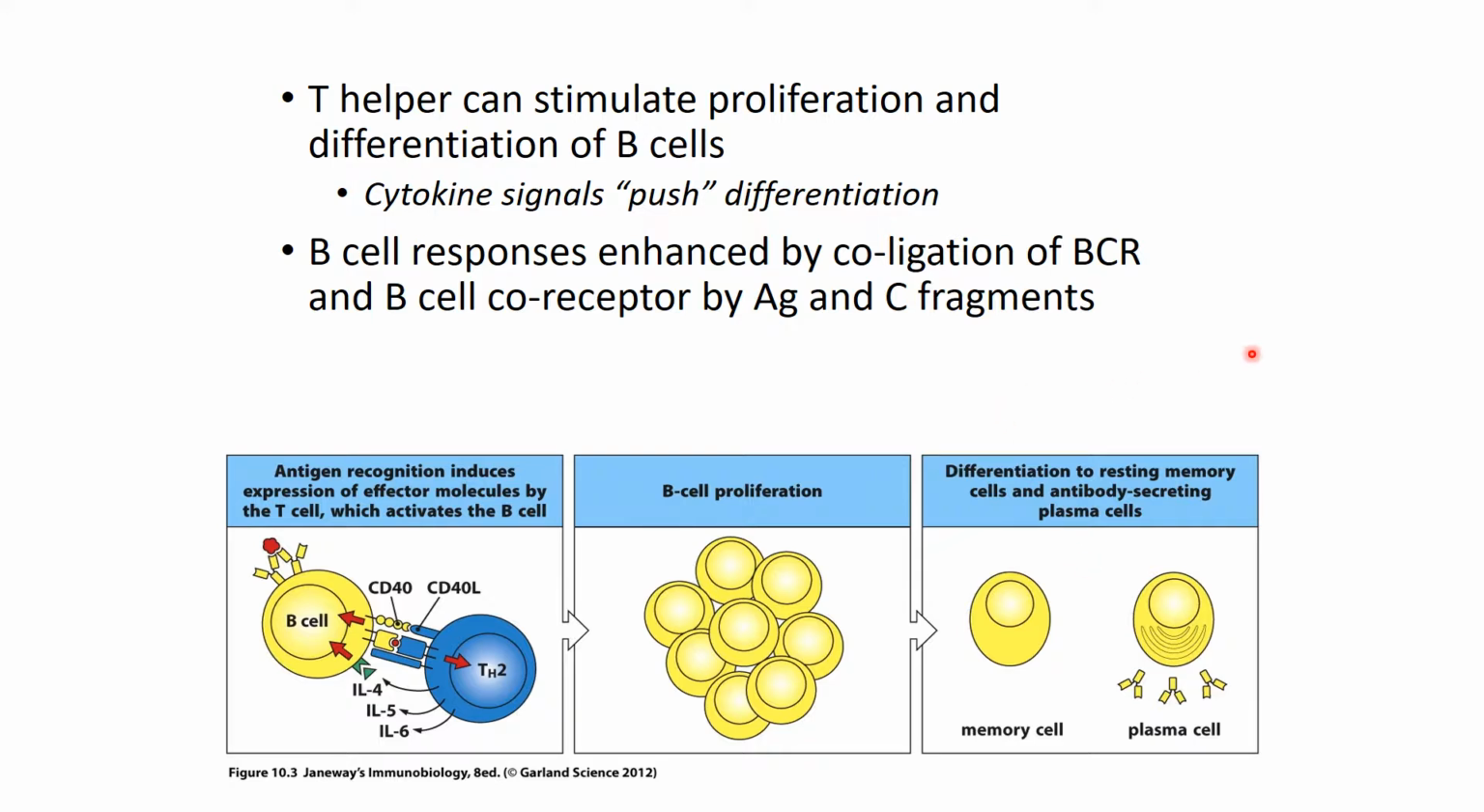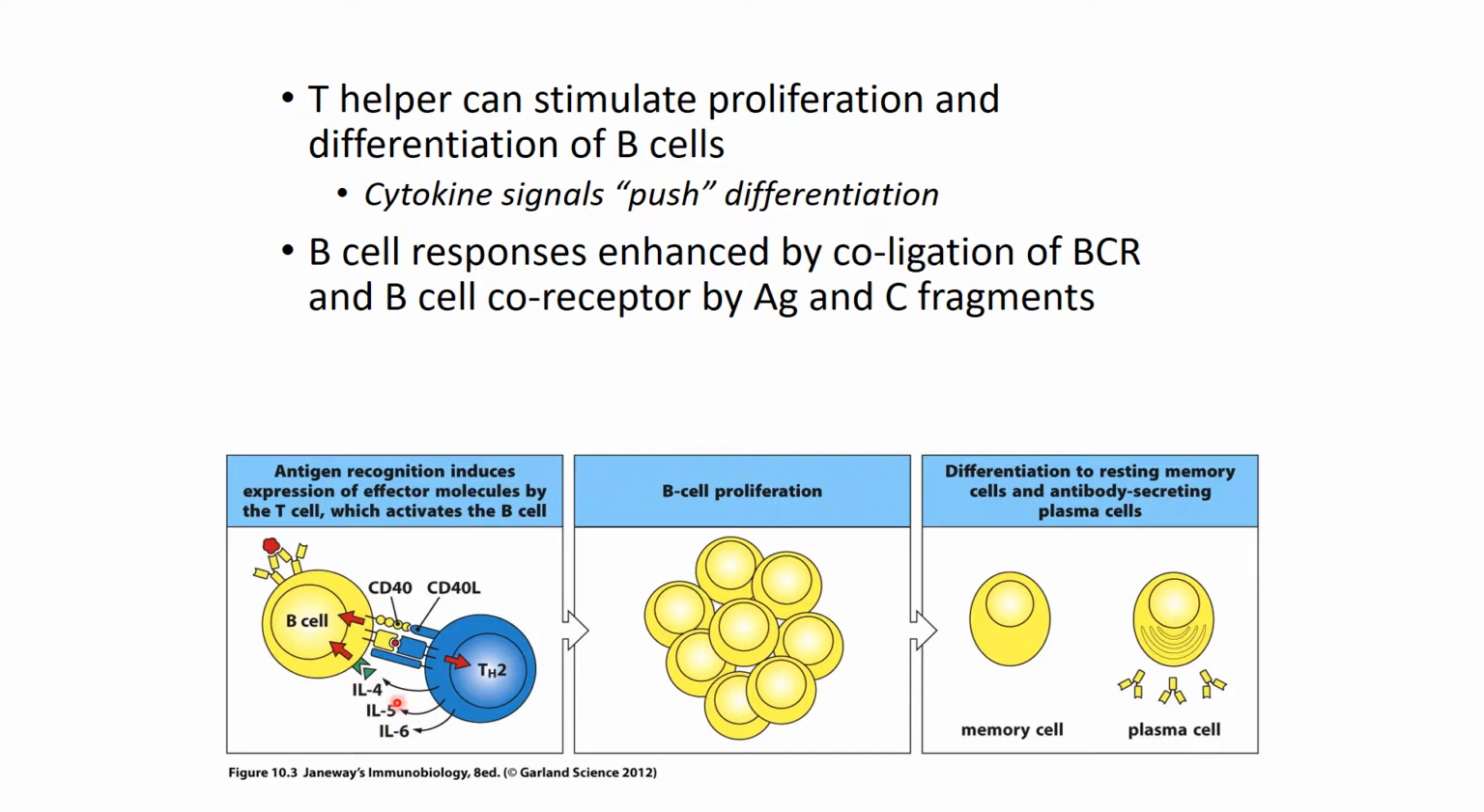Now, it turns out the thymus dependent activation actually has a higher rate of activation potential, a higher rate of getting B cells active, getting them to switch from being quiescent to being a plasma cell. It turns out that not only the CD40 ligand, but it's the IL-4, 5, and 6. This is a push that will push the B cell to go through rounds and rounds of proliferation.